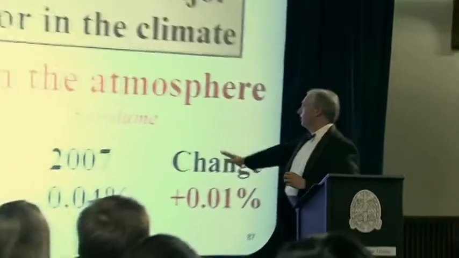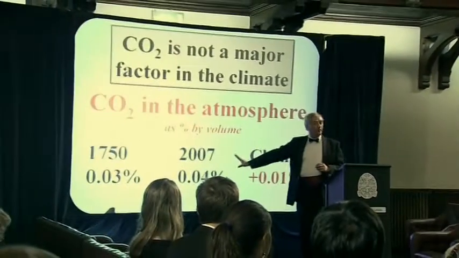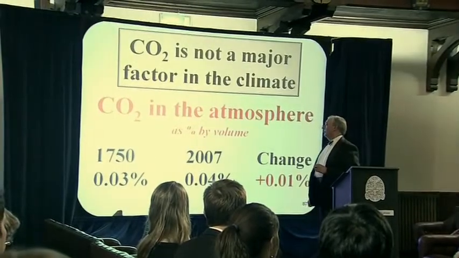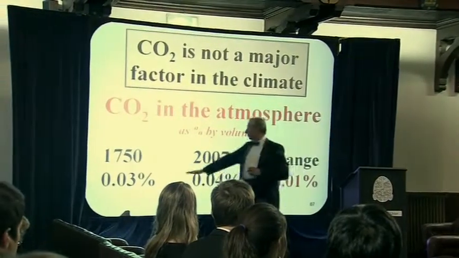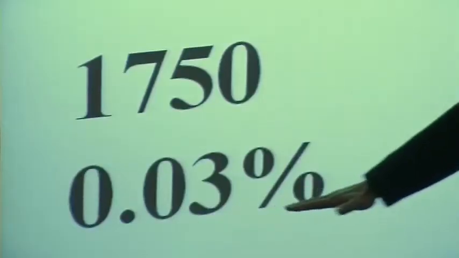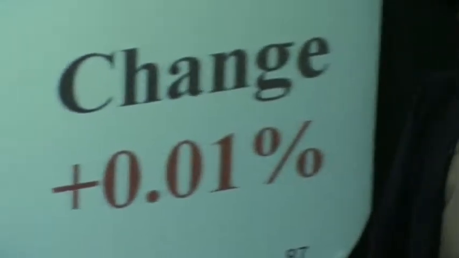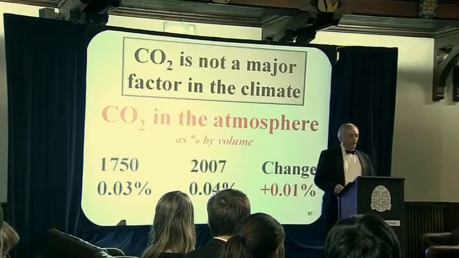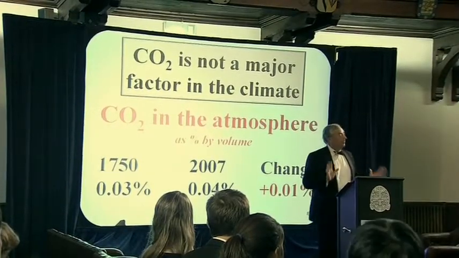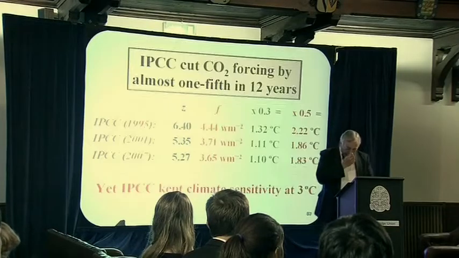First of all, here is its percentage by volume in the atmosphere. It did occupy 0.03% of the atmosphere in 1750. It now occupies, getting on for 0.04%, and that gives you a change of 1/10,000th part of the atmosphere more now than in 1750 is occupied by CO2. Now that in itself is a rather simplistic analysis, so we're going to go a little further.